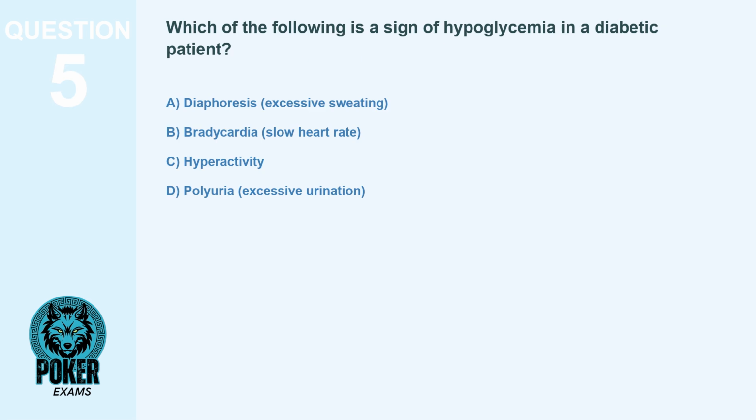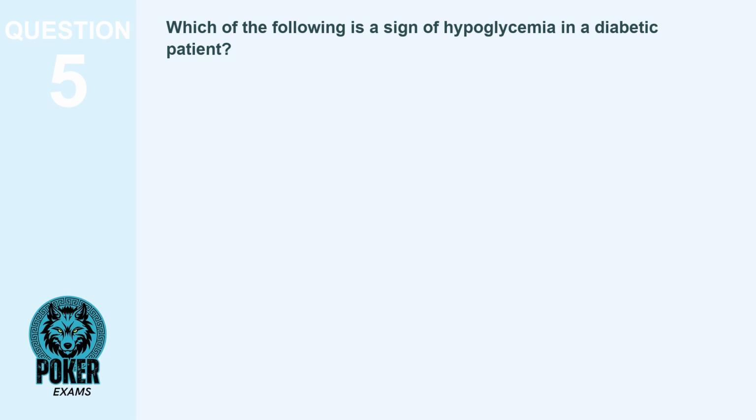Question 5. Which of the following is a sign of hypoglycemia in a diabetic patient? Diaphoresis, excessive sweating. Bradycardia, slow heart rate. Hyperactivity. Polyuria, excessive urination. Diaphoresis is a common symptom of hypoglycemia, along with shakiness and confusion.